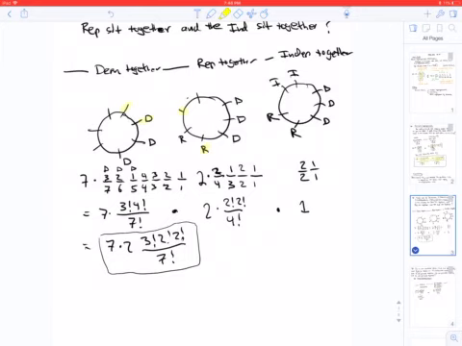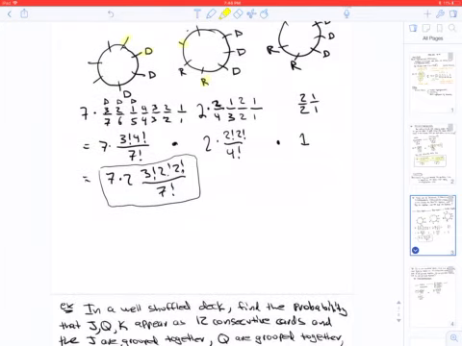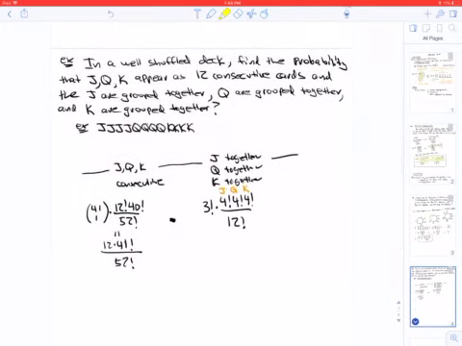So similarly for the independents, that's just 2 over 2, 1 over 1, and we just multiply all these together.